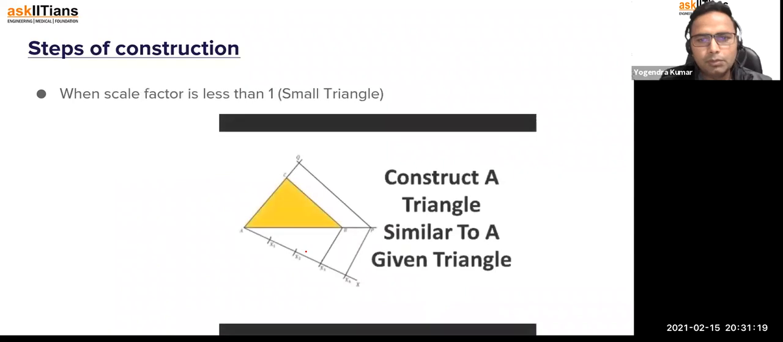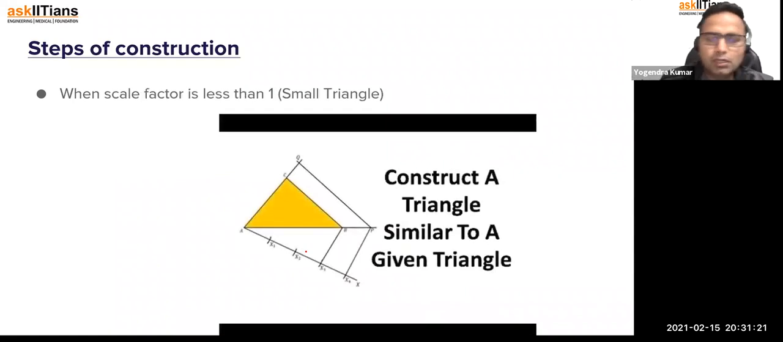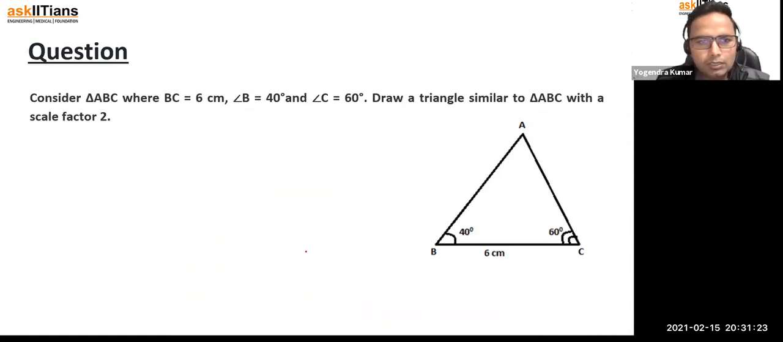And another one will be smaller. So we need to go smaller, the opposite we need to do. So let's understand this question now. What they say: construct a triangle where BC is this and these two angles are given. Draw the triangle similar to ABC with a scale factor of 2. What is it? Scale factor of 2. So we want 2 times bigger than this, we want bigger than this.